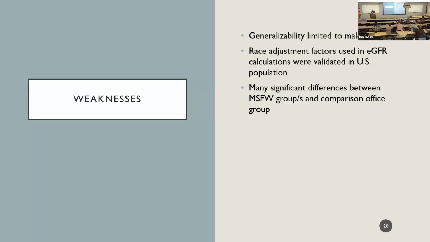The race adjustment factors that they used in the GFR calculation. What's nice is that the calculation was based on evidence between different races, because that's been a problem for a while, coming up with the right GFR depending on your race. So they were able to do that for native workers and I think Latino workers. But that calculation was validated in the US, so it may not be relevant to this population in Mexico.